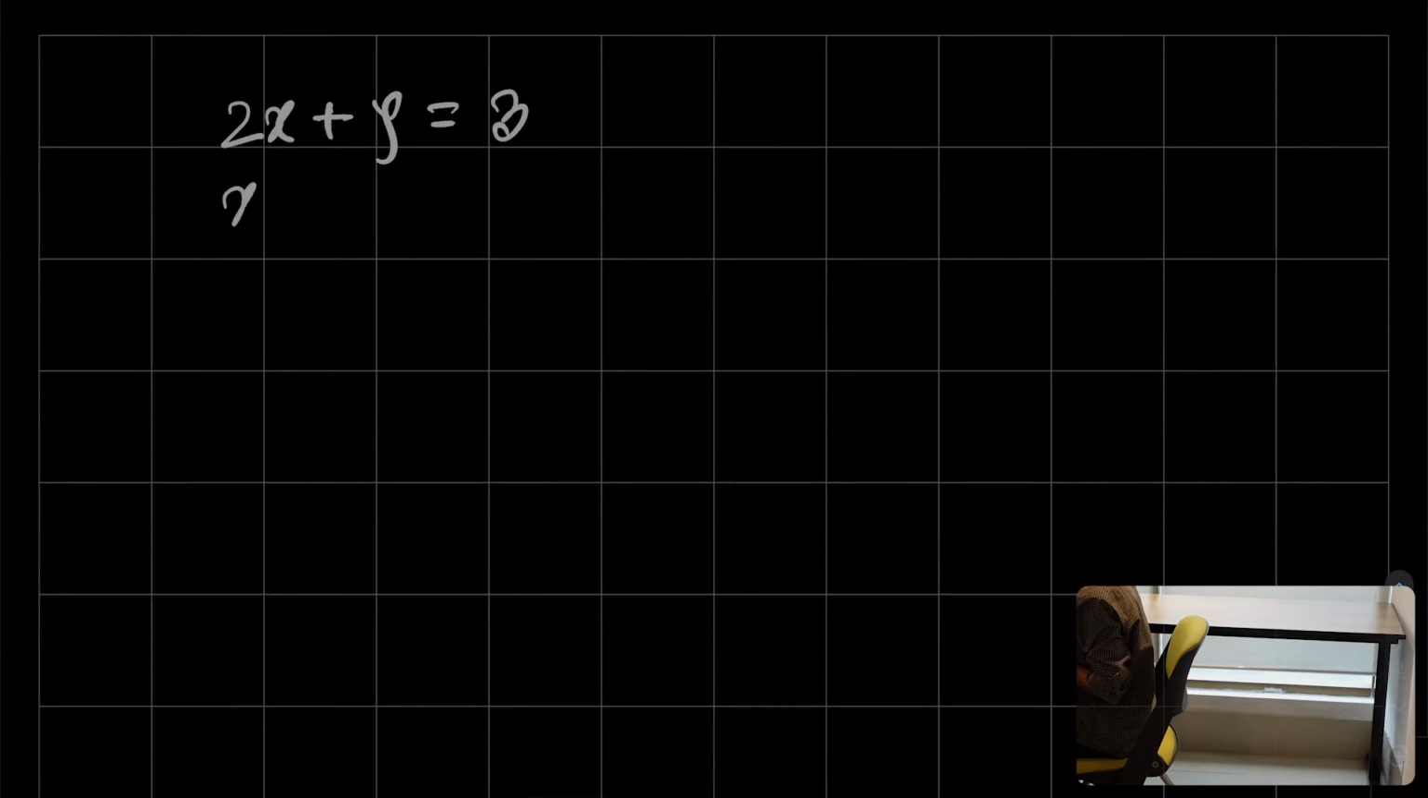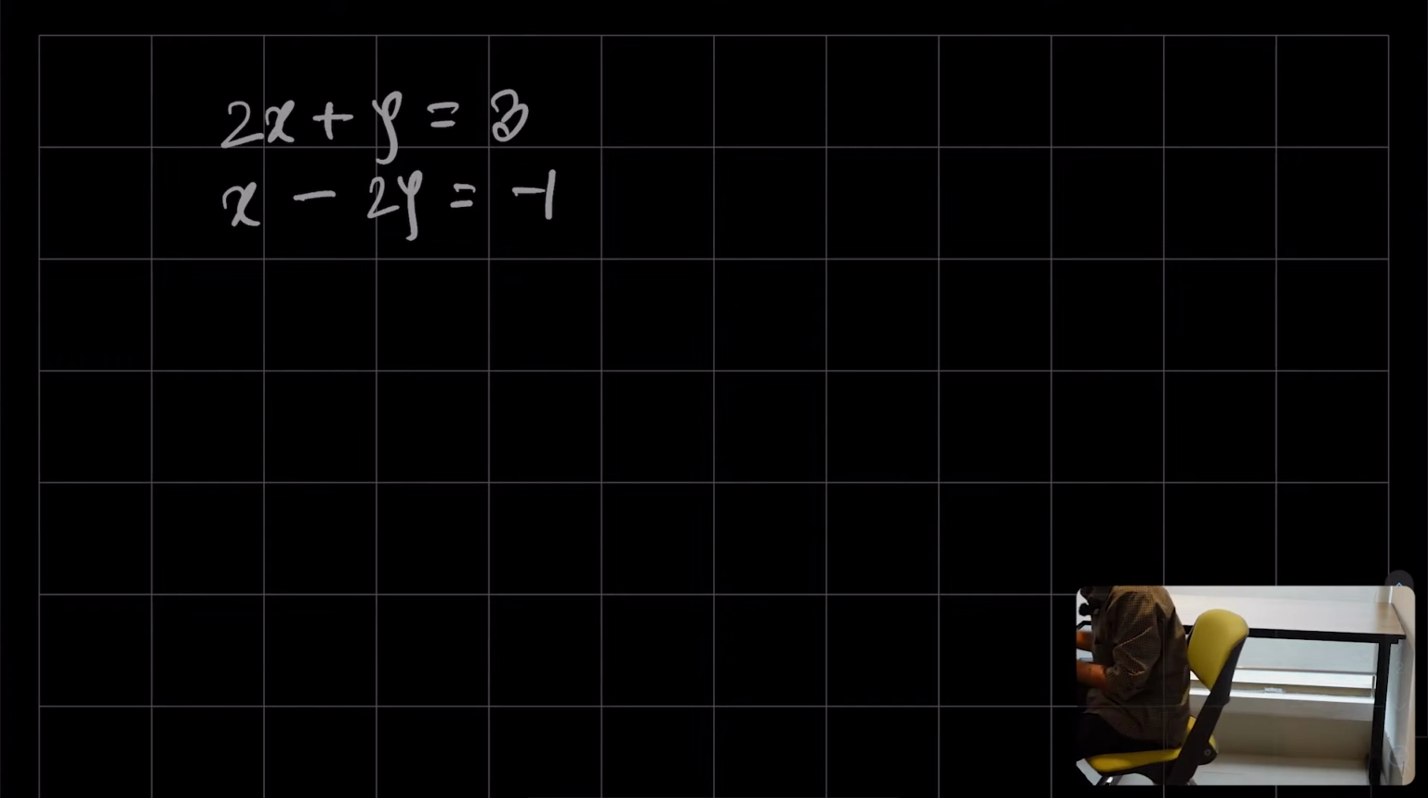So let's start with a simple system of linear equations, that is 2x plus y is equal to 3 and x minus 2y is equal to minus 1. This is a two variable linear system. Every one of us knows how to solve this system, right? The solution is, you can apply the elimination method or substitution method to solve the system.